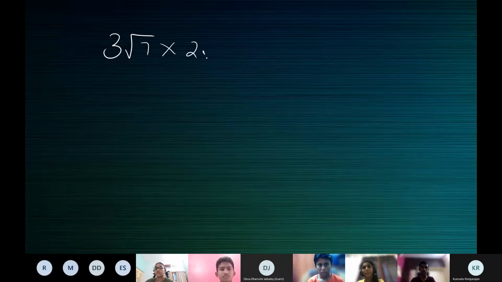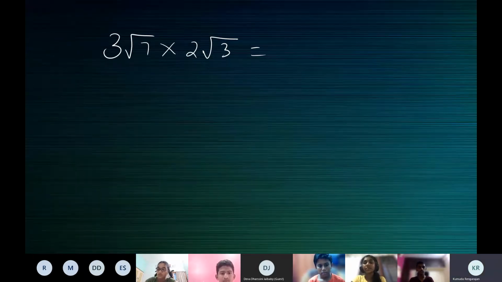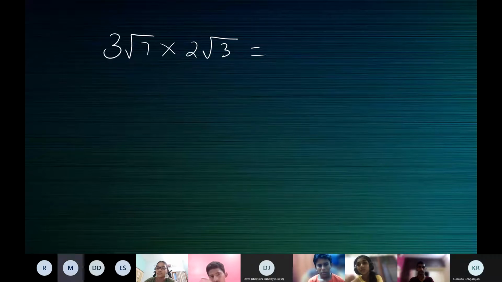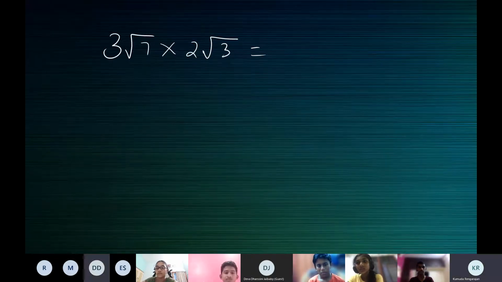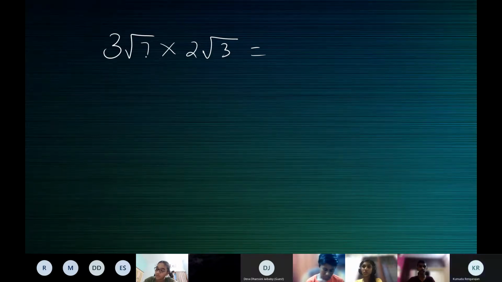Now, what is the answer for this? Are they like surds or unlike surds? Unlike surds. They are unlike surds. Can you multiply them? Yes, ma'am. You can, because when the operation is multiplication, it can be anything. They can be like or unlike surds. You can multiply them.